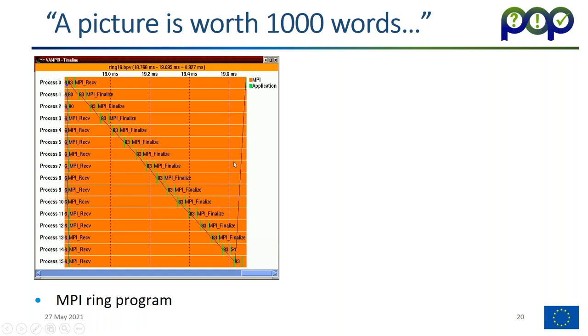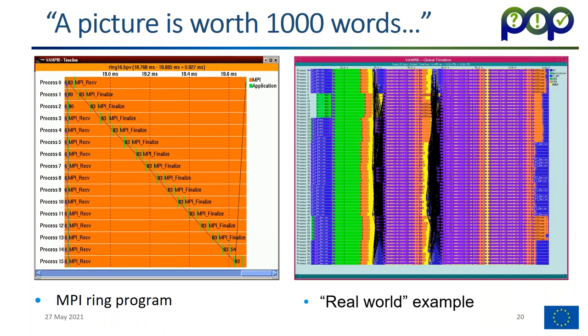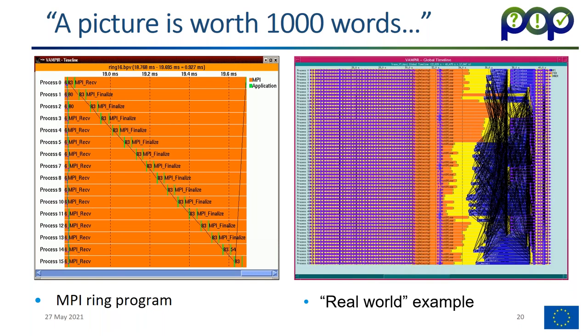But everyone who has used these tools on some larger application knows that it's sometimes not as simple. Here it's not even a very large program, this is just 64 processes, and you see lots of things going on. All the black lines are messages, all the purple lines are collective operations. And okay, we see in the middle there's probably some imbalance, so we can zoom in and look deeper, but you will find more messages and so on.